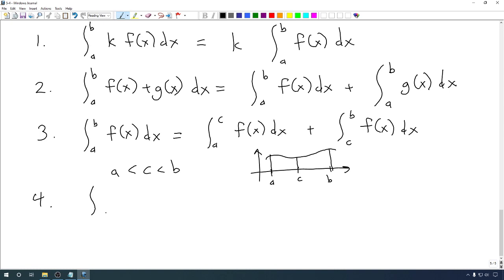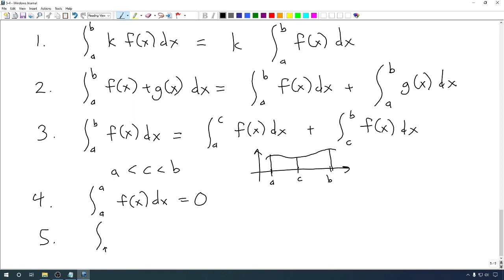Property 4, we've actually already used this one: the integral from a to a of a function just equals 0. This is saying that if we don't go anywhere, if we start and stop at the same x value, we're just talking about the area of a line segment, and that's supposed to be 0. And then finally, the last one that is written in the book is a property, but we should really take it more as a definition.